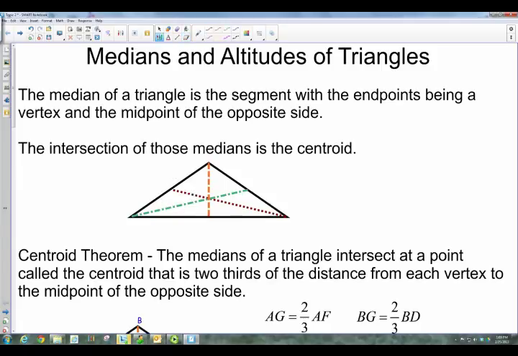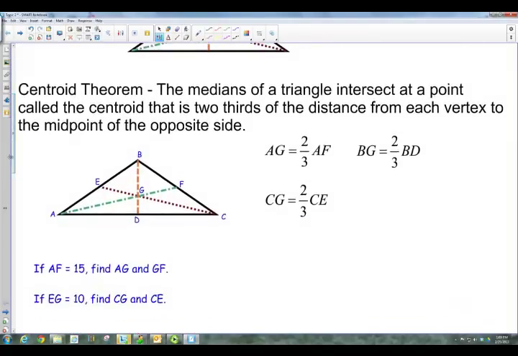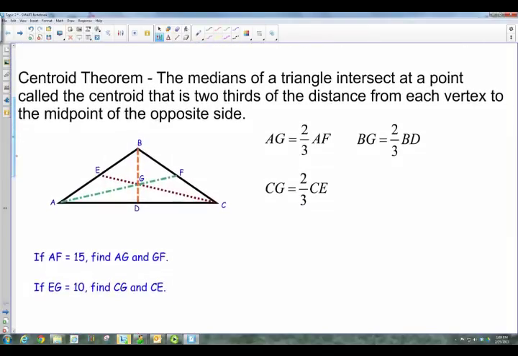Now what that leads to is what's called the centroid theorem. And it says the medians of a triangle intersect at a point called the centroid that is 2/3 of the distance from each vertex to the midpoint of the opposite side. So you've got this intersection here, which you can see in this picture.